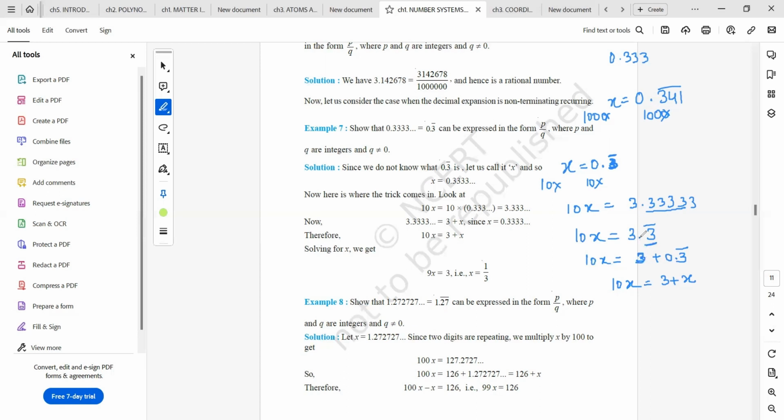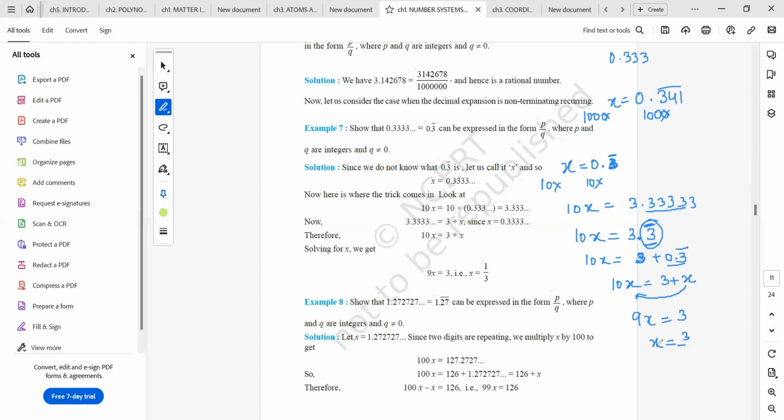So here we have 3.3 recurring. This part is x, so we need to separate it. We have written 3 plus x. Now it is 10x equals 3 plus x. Now shift x to this side. 10 minus 1 is 9x. So 9x is equal to 3, or x is equal to 3 over 9.